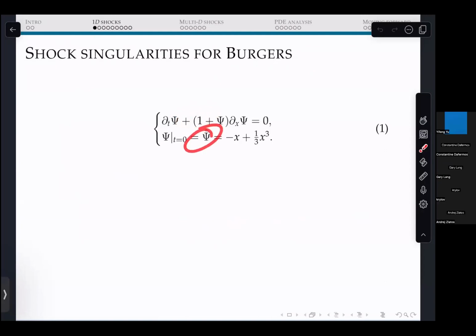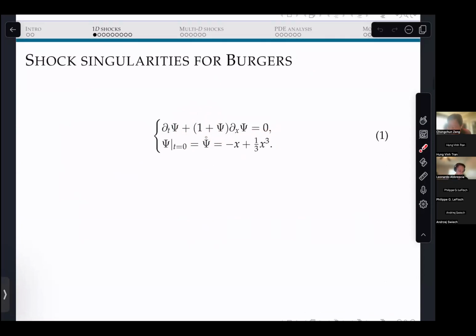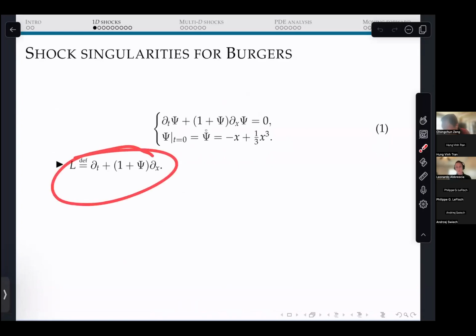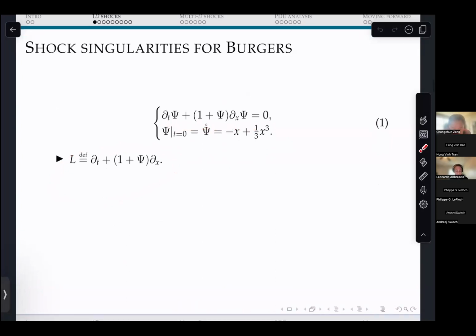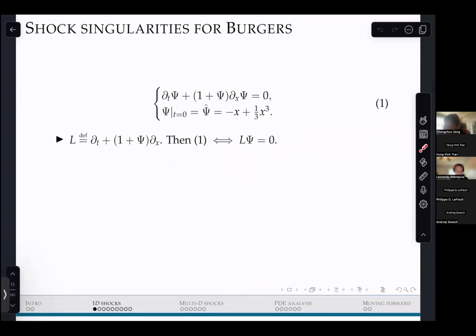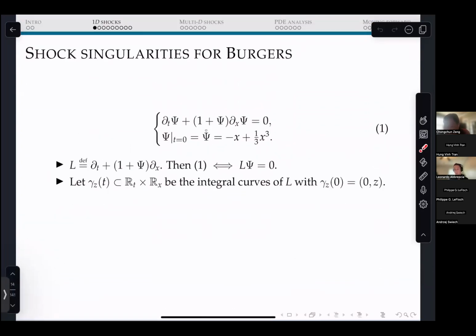The data, which I denote psi with a ring, is this odd cubic thing. I'll tell you about why I'm choosing this particular data in a second. Let me first denote this solution-dependent vector field that shows up on the left side of the equation as L. If you rewrite Burgers' equation, you're just saying that psi is constant along the integral curves of L. In fact, that's how we solve Burgers' equation using the method of characteristics. That's how we teach our graduate students.